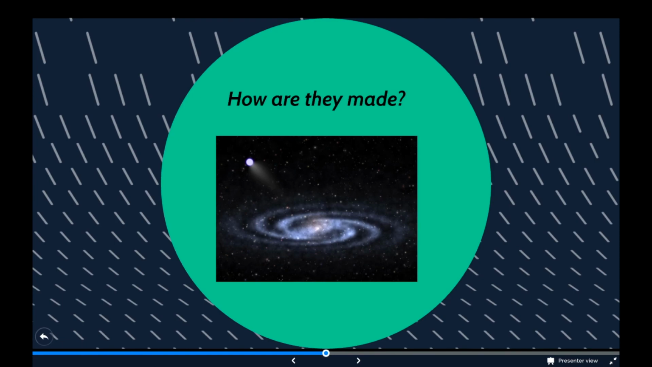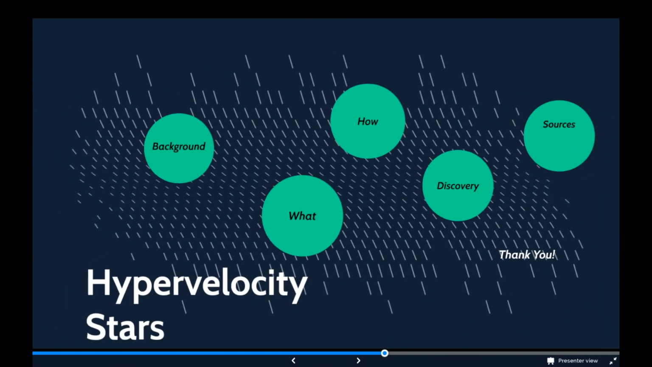This picture is an artistic rendition of what happens to a hypervelocity star. As you can see, the galaxy is the background, with the ejected hypervelocity star shooting away from the galaxy at an extreme velocity.